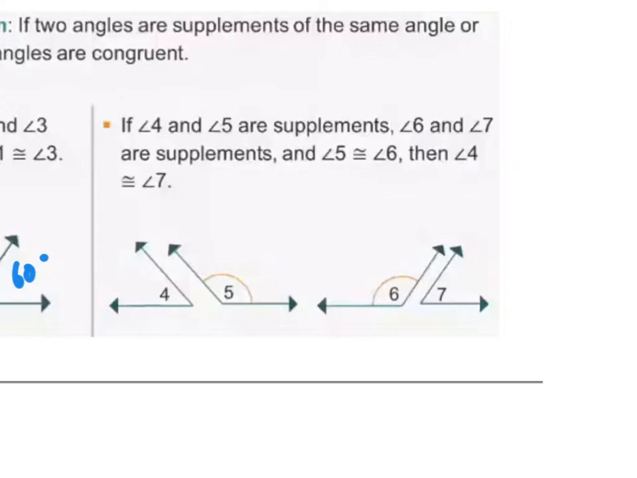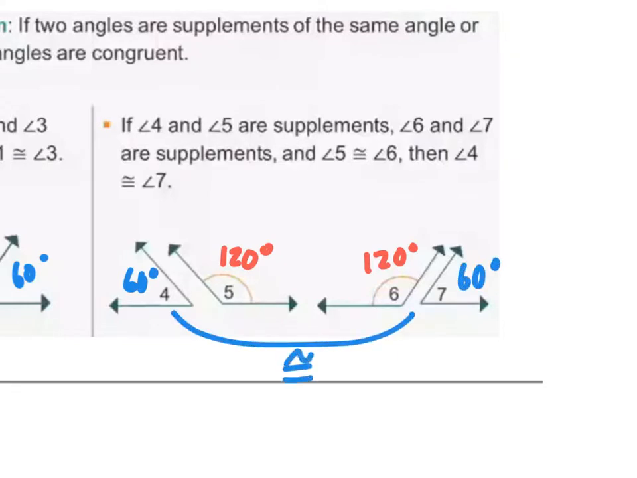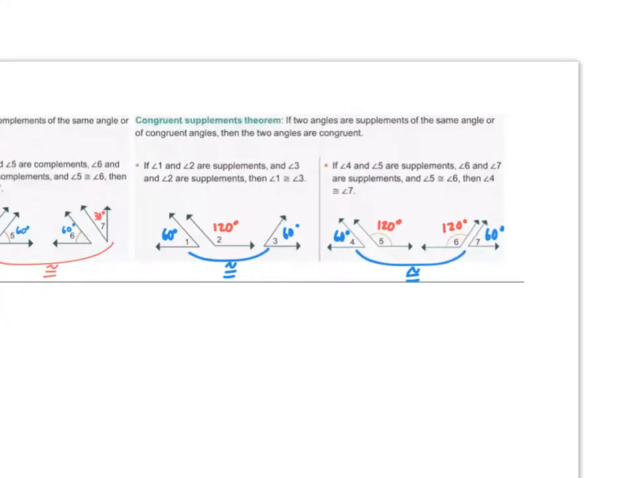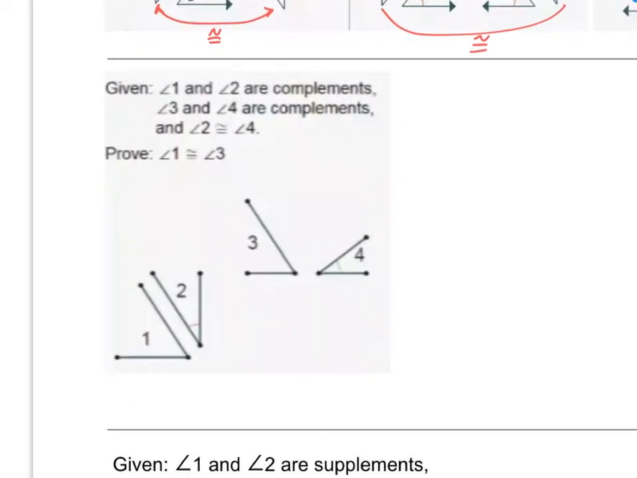Same thing over here. If angle 4 and angle 5 are supplementary, angle 6 and 7 are supplementary, and these two are congruent, then 4 and 7 are congruent. So I'm going to call this 120, so then this is also 120 degrees. That means this angle here is 60 degrees, then this would have to be 60 degrees. Therefore, these two are congruent. Okay, so let's go ahead and apply these and see what we can do here.